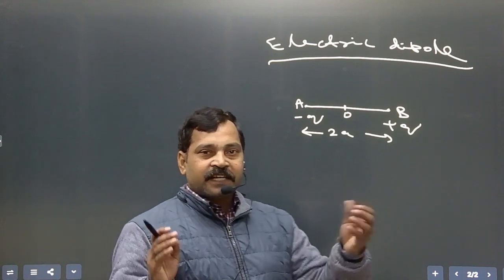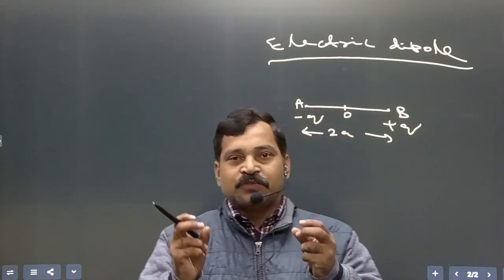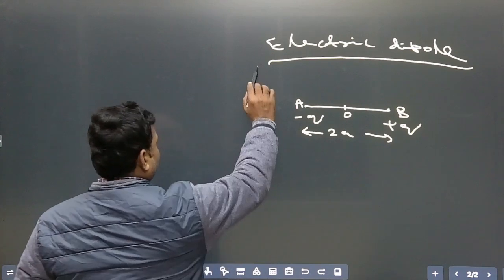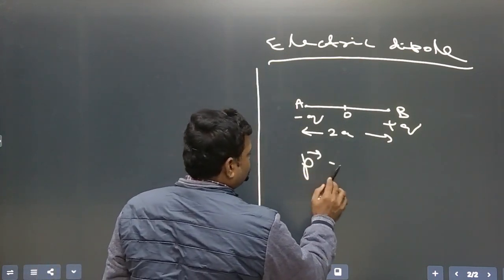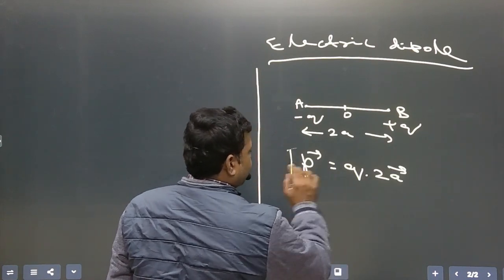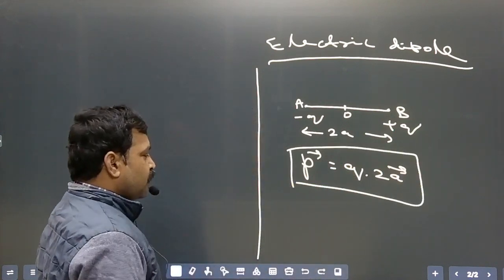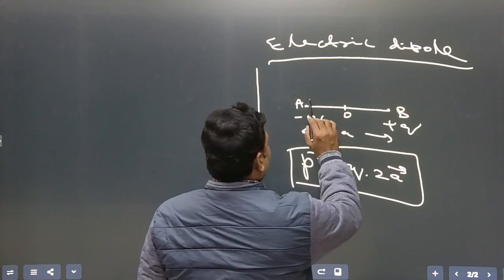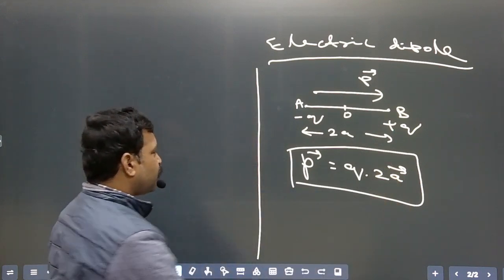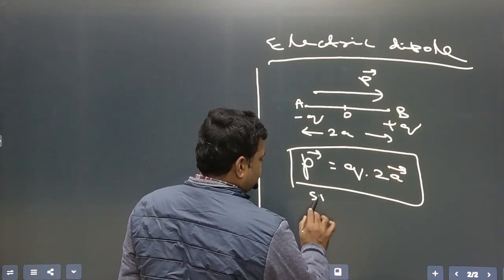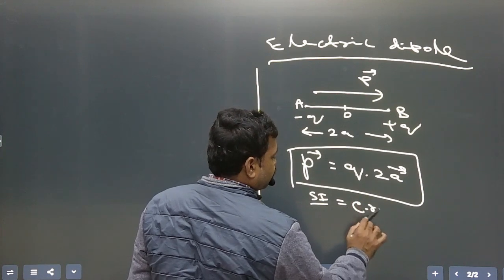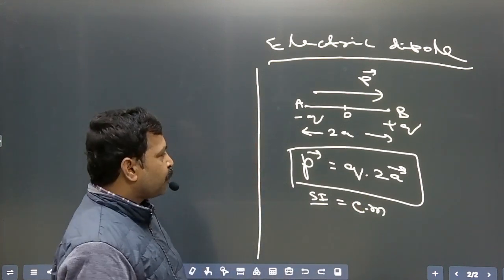Now in this electric dipole, there is another physical quantity known as the electric dipole moment, denoted by P. The formula for P is the magnitude of either charge times the distance between them. This is a vector quantity, and the direction of the electric dipole moment is from negative to positive charge. The SI unit will be, charge is coulomb and distance is meter, so the SI unit is coulomb meter.